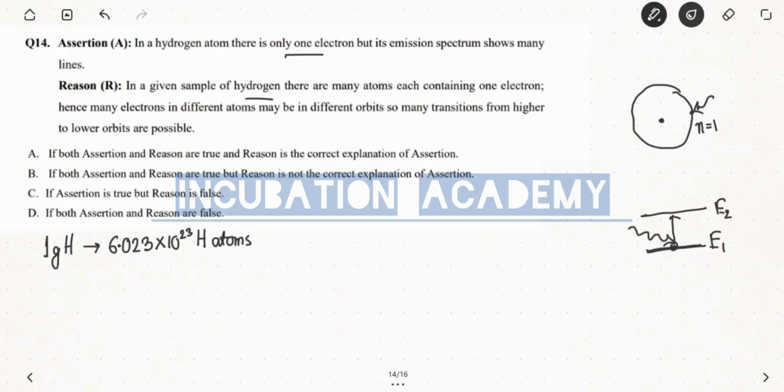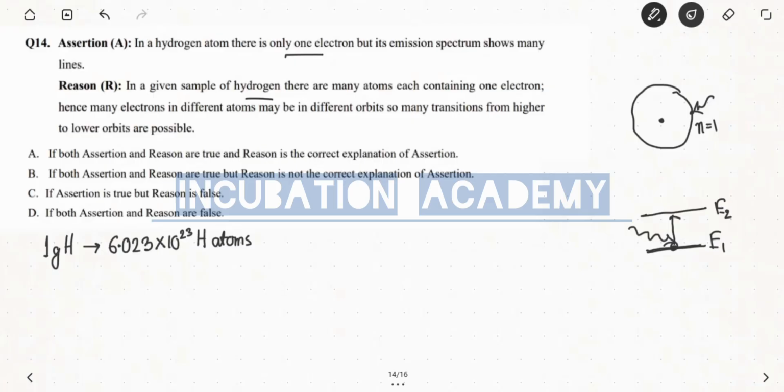And now, what will happen? If you want to see the emission spectrum, then obviously you have to energize that sample, and different electrons from different atoms. Why am I saying this? Because however minimum an amount of hydrogen you take, it contains a lot of atoms. And it is quite evident that all atoms are not absorbing the same amount of energy. They may take different energy.